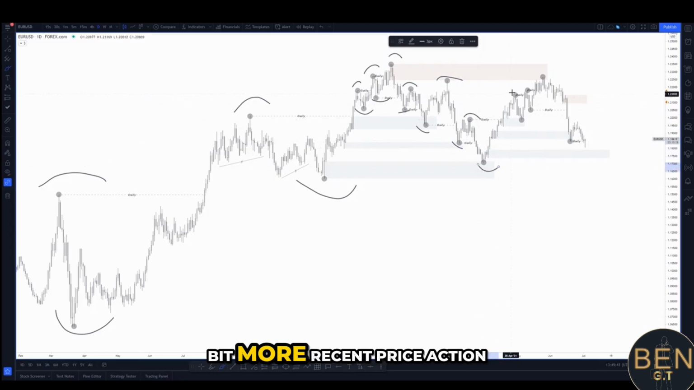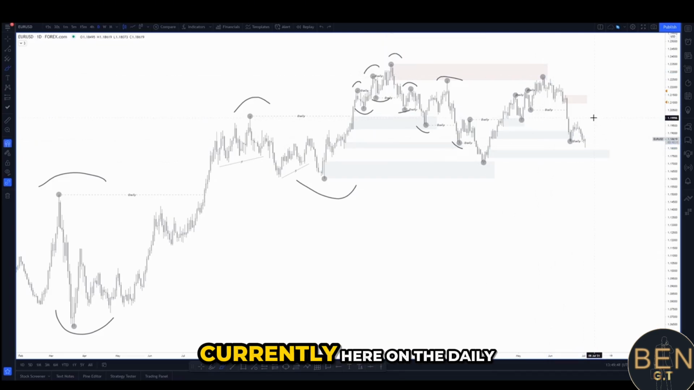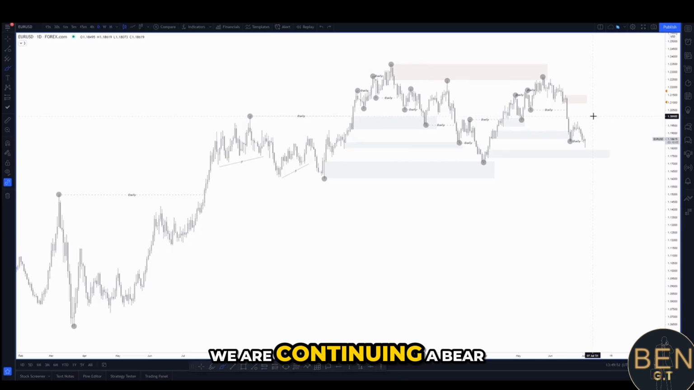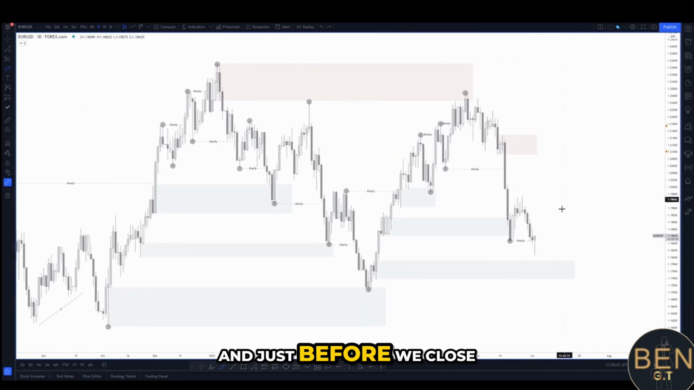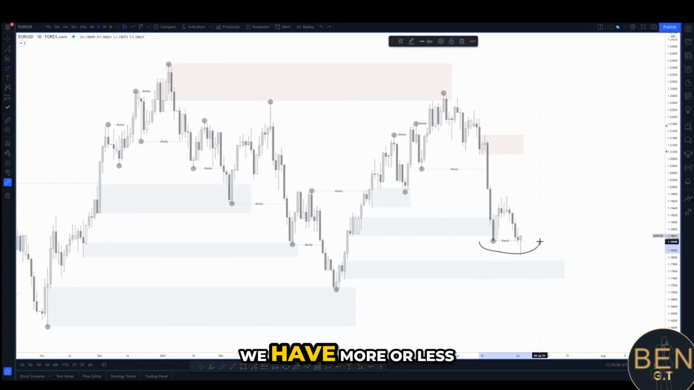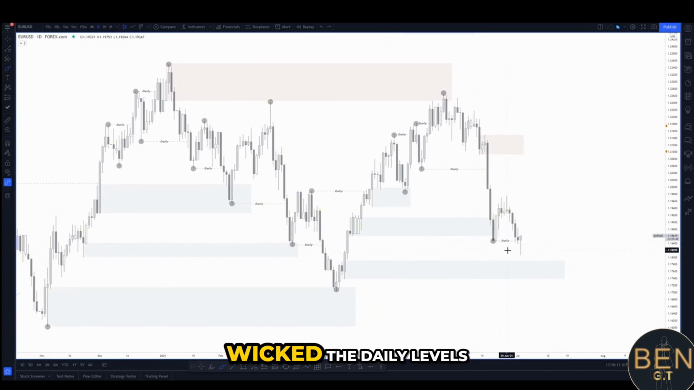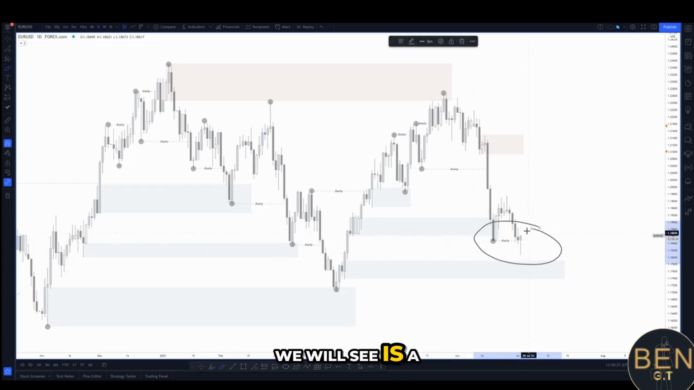I'm going to focus on a little bit more recent price action. That way we can actually look at lower time frame data. But as we can see currently here on the daily chart, we are continuing a bear trend. We've put in a lower low right here after breaking this daily higher low. And just before we close the week, we have more or less wicked the daily level. So we haven't actually broken the daily level, making a lower low just yet, but we have started to see some action. But on a lower time frame, what we will see is a break of structure.